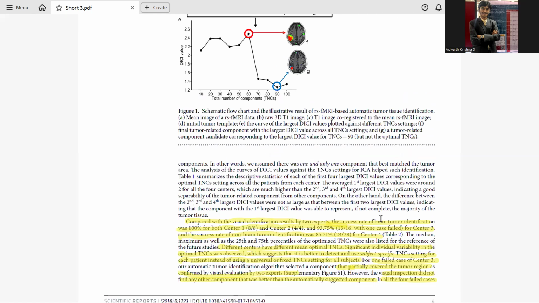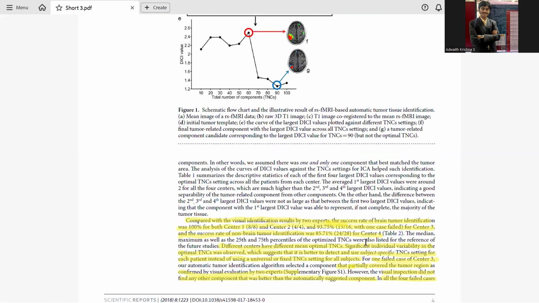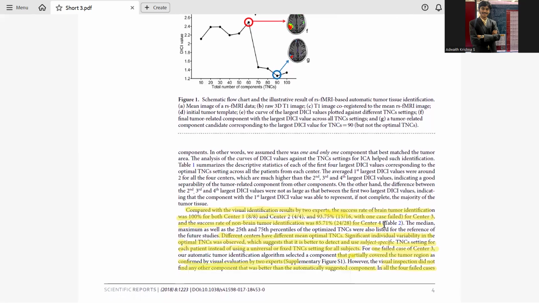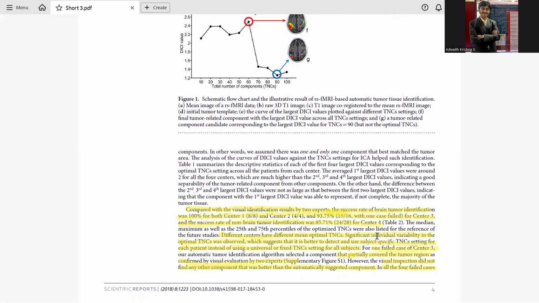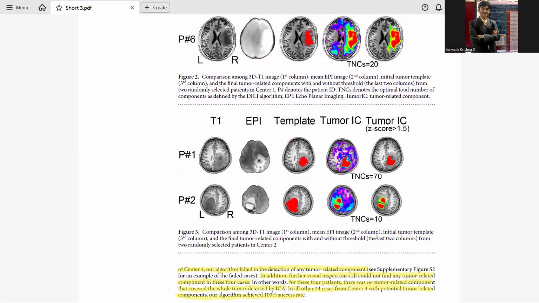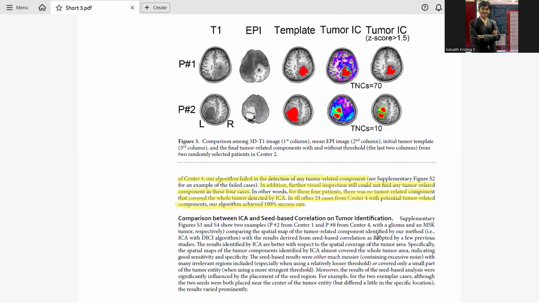Now, there were failed cases too. And different centers obviously have different mean optimal TNCs. Significant individual based variability was there. And the algorithm selected a component that partially covered the tumor region as confirmed by visual evaluation. This thing was also there. However, the visual inspection did not find any other component that was better than the automatically selected component. This means that the algorithm worked well, quite well actually.